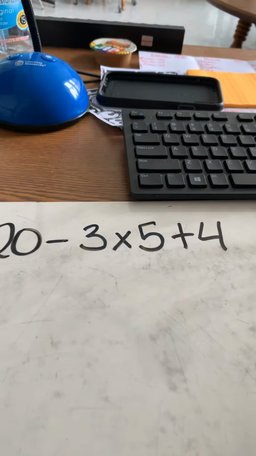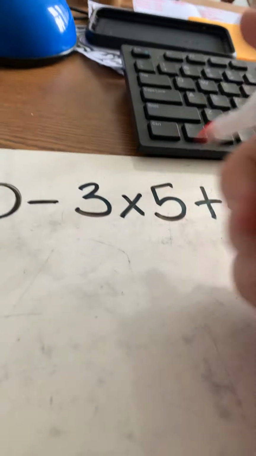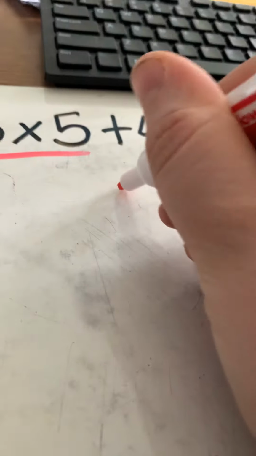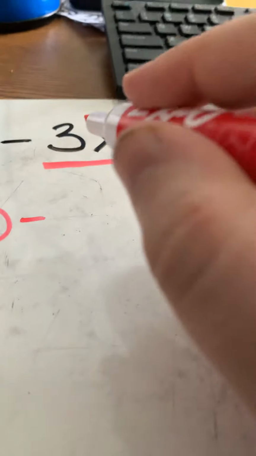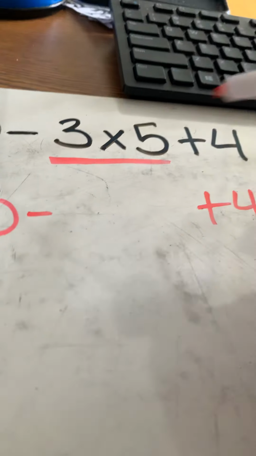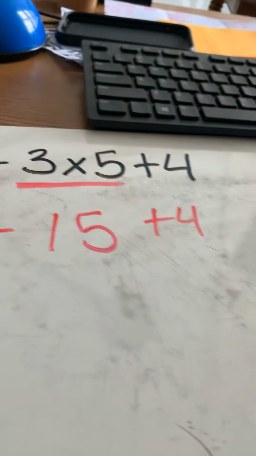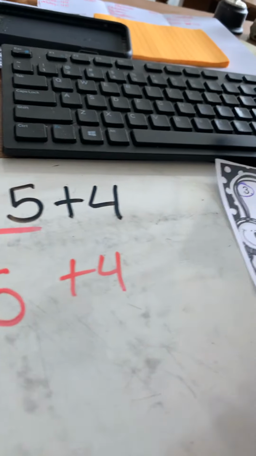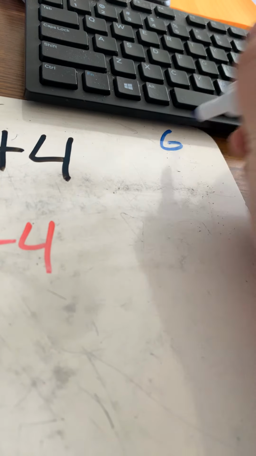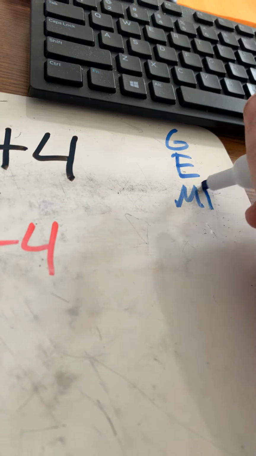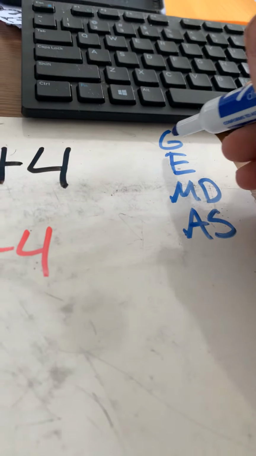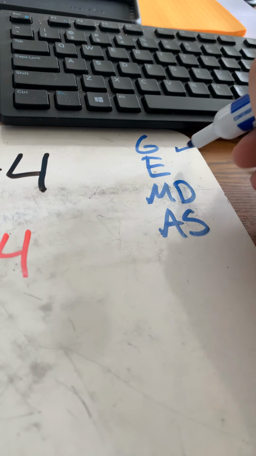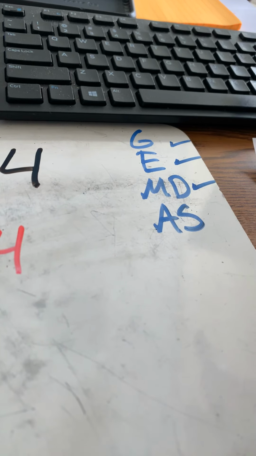I'm going to do this multiplication first. So I'm going to bring down my 20 minus plus 4. I know my multiplication facts, you should too. 3 times 5 is 15. Now I'm going to write my GEMDAS over here. G, E. Didn't have any grouping symbols, didn't have any exponents. I got rid of my multiplication. So now I just have my addition and subtraction.